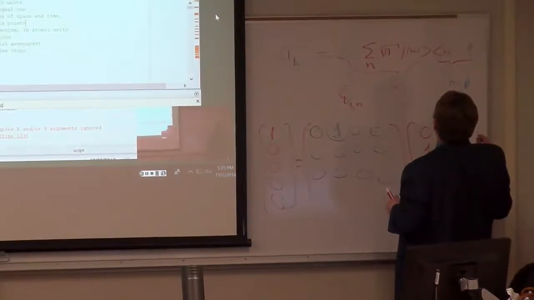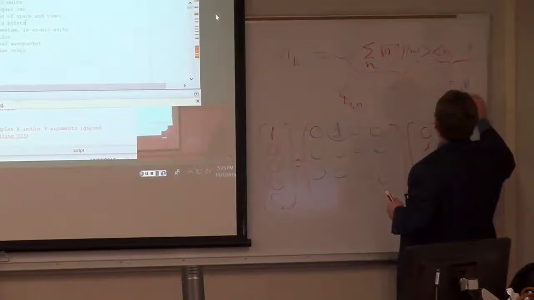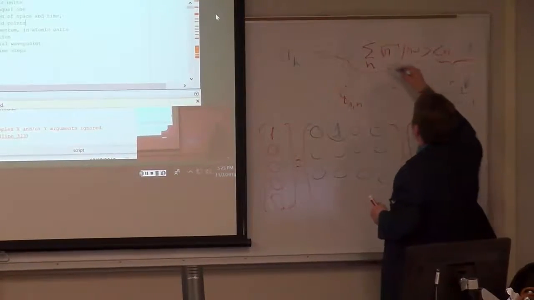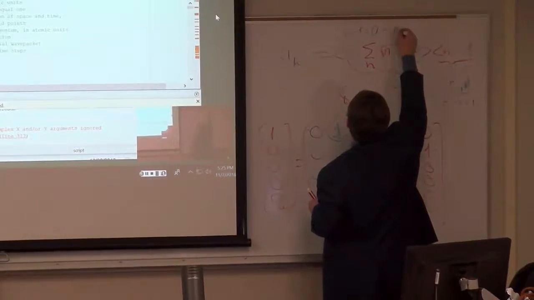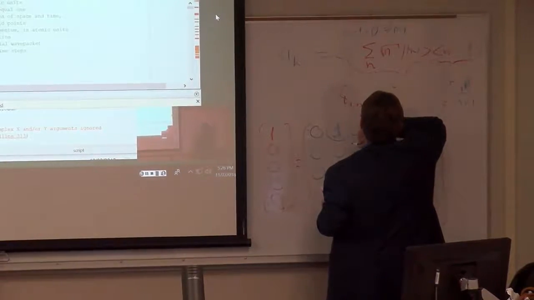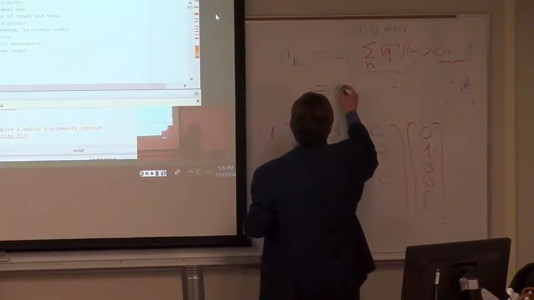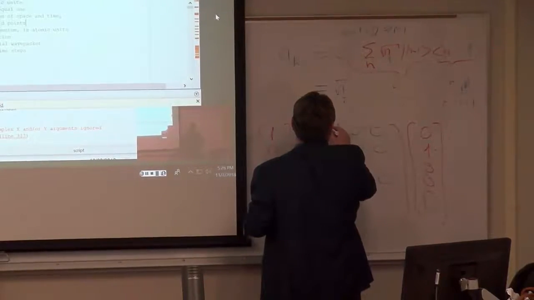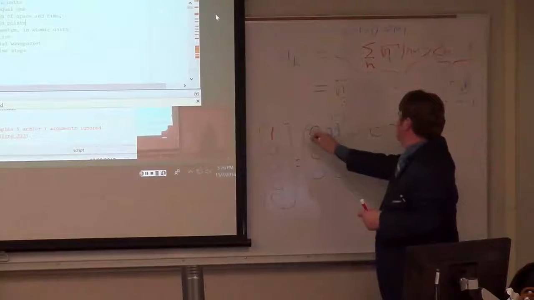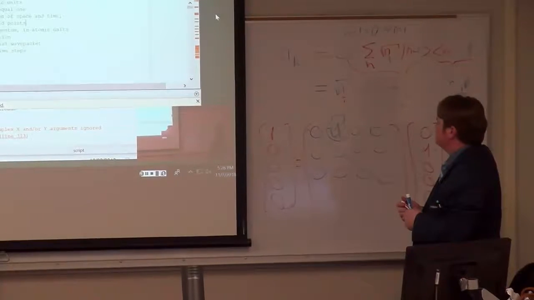Let's check. So if n is 1, and here n minus 1 must be 0, which is equivalent to n equals 1. Good. And then here will be 1. Then the result will be square root of 1. Good? Okay. Thank you.